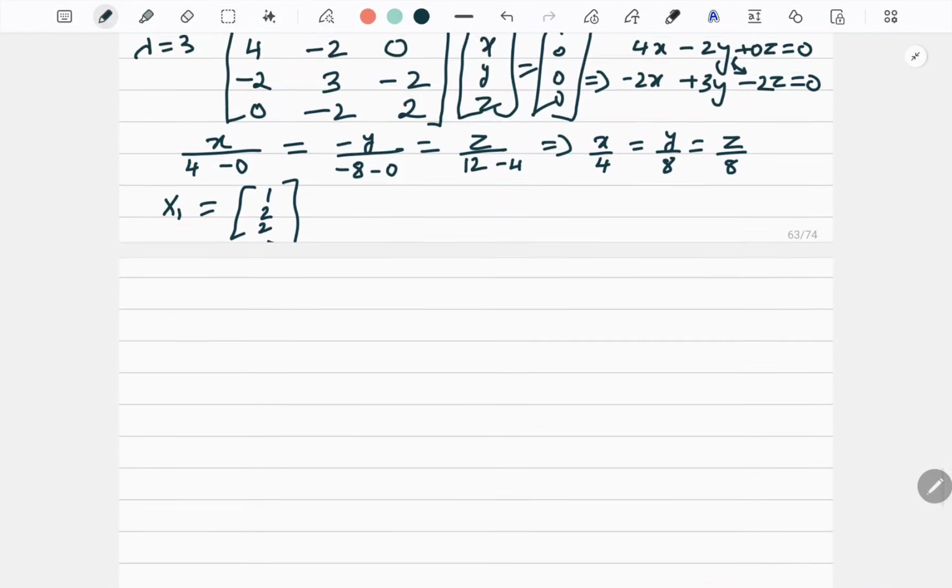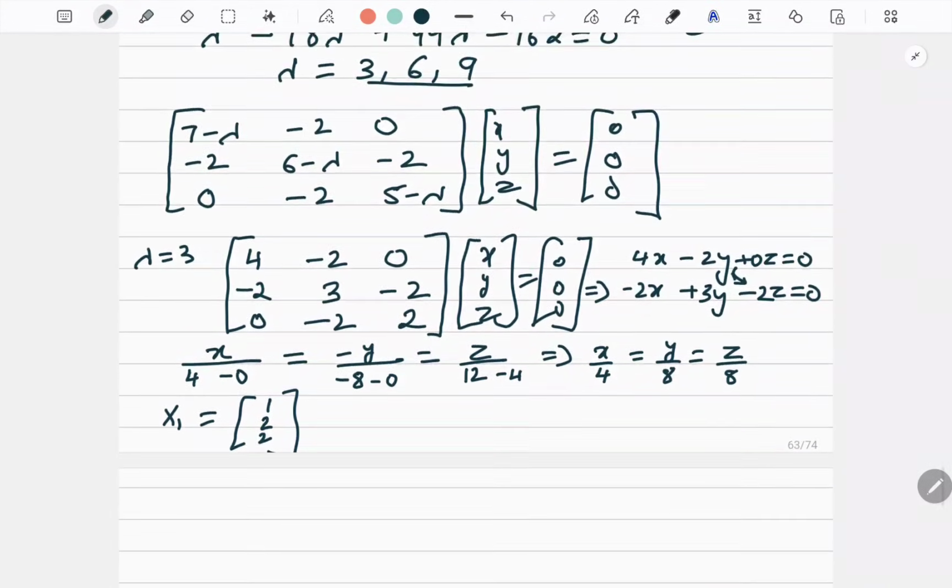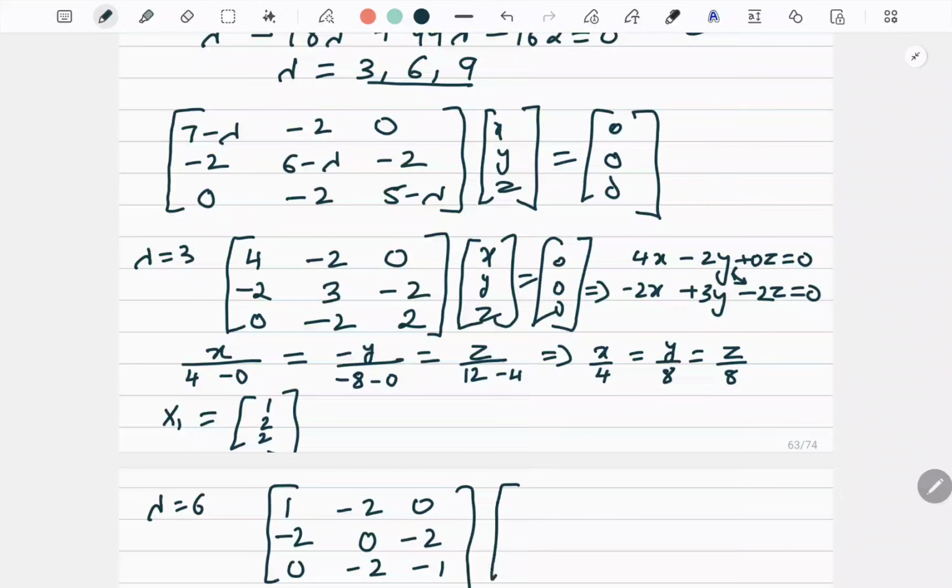Okay, so let's go to the second eigenvalue. So, second eigenvalue is 6. So, let me substitute now 6. So, lambda is equal to 6. I am solving for lambda is equal to 6. So, 7 minus 6 is 1. Minus 2, 0. Minus 2, 6 minus 6 is 0. Minus 2. 0 minus 2 minus 1 and again x, y, z is equal to 0, 0, 0.